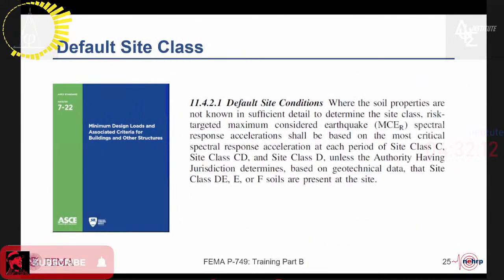If you don't have the shear wave velocity profile for a site, it is possible under ASCE 7-22 to use what we call the default site class conditions. And what the default site class conditions consist of are the spectral response acceleration values that are the worst for either site class C, CD, or D at any period of the structure.